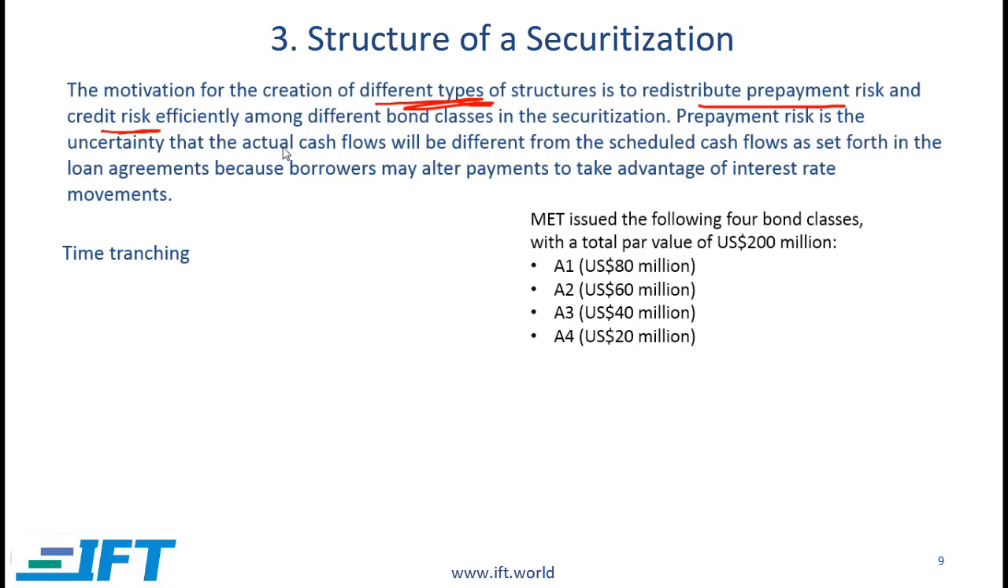Prepayment risk is the uncertainty that the actual cash flows will be different from the scheduled cash flows as set forth in the loan agreements, because borrowers may alter payments to take advantage of interest rate movements. Now let's understand this. Say that MET, this is the SPV, issued the following four bond classes with a total par value of 200 million.